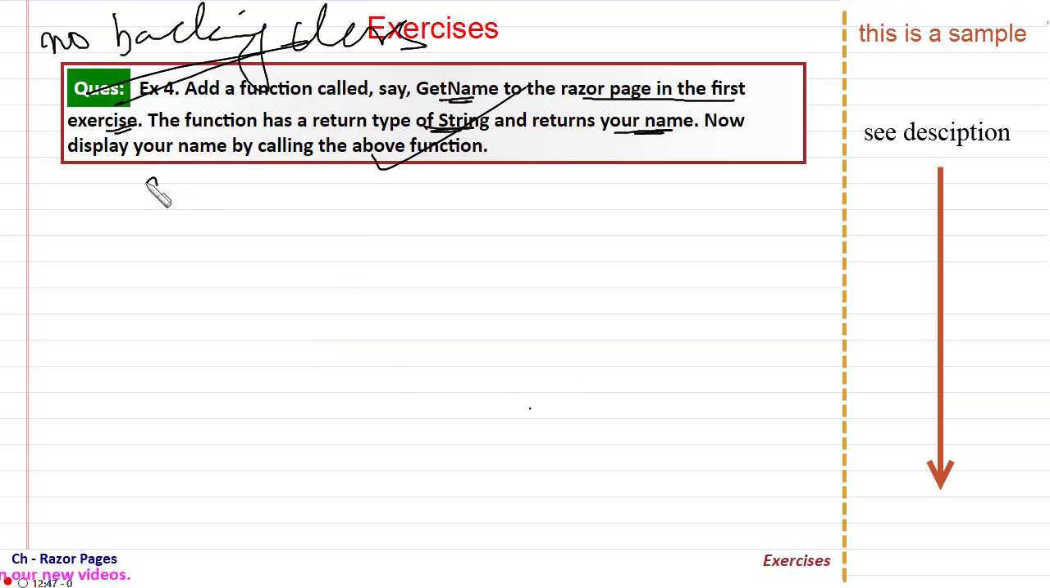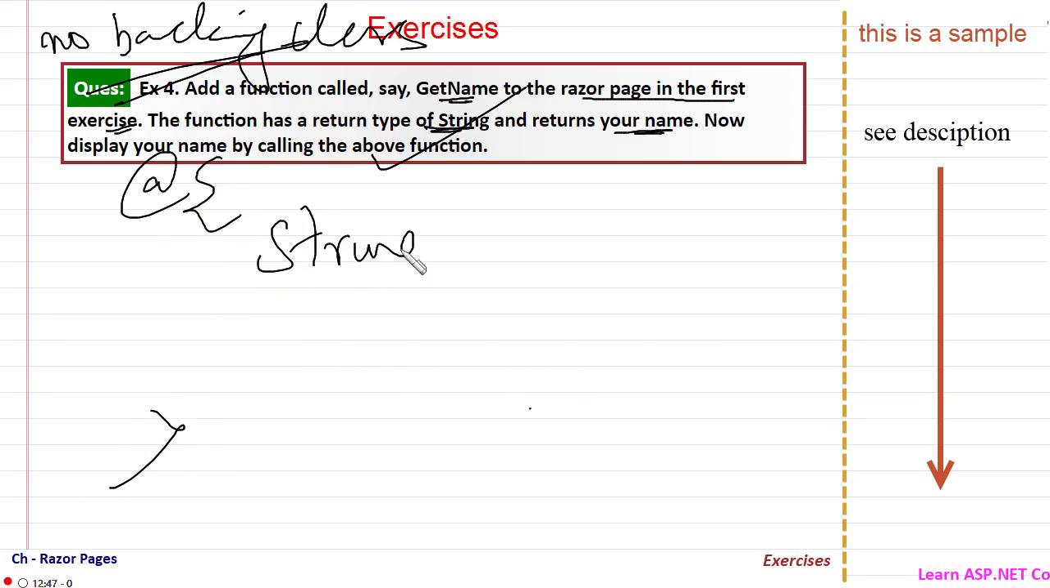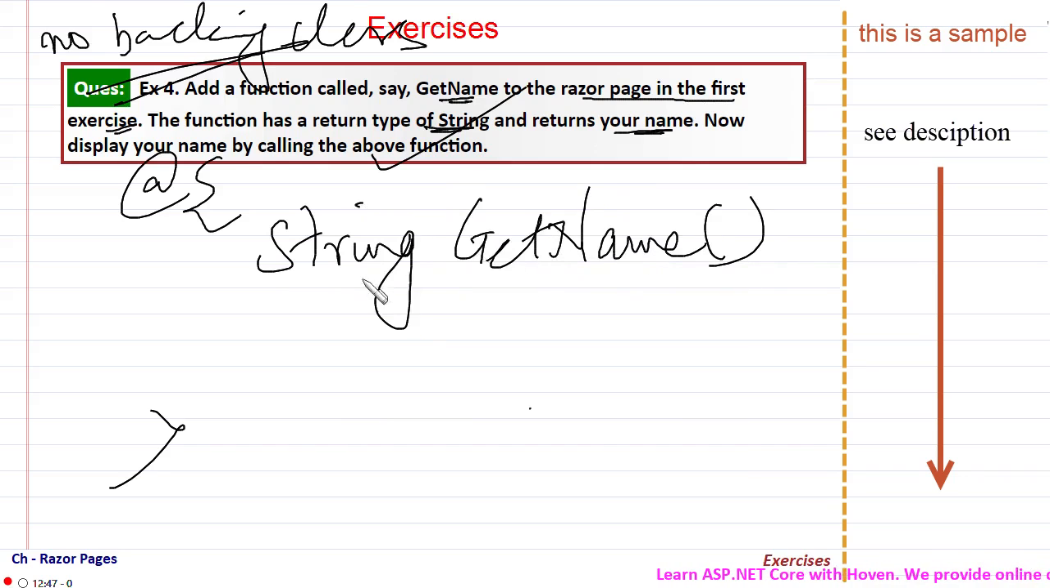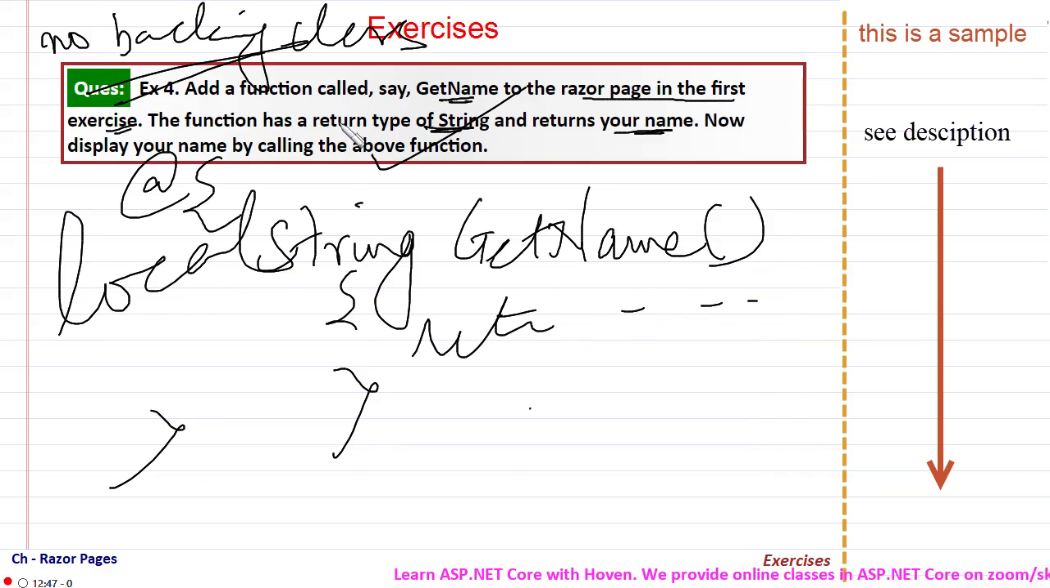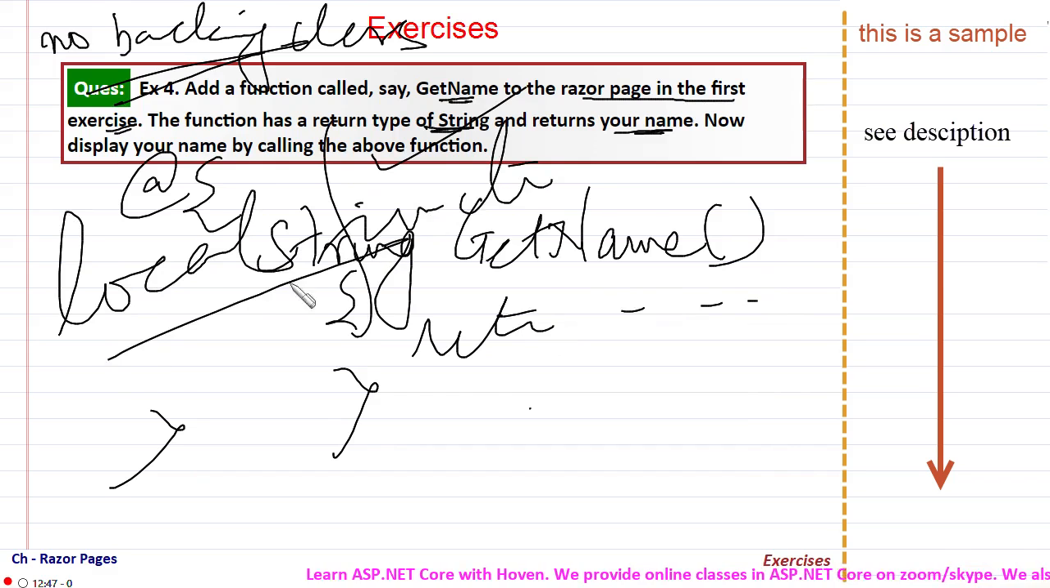Now how do we add a function? One method is that you create a code block and inside it you write your function as we write in any class: string GetName, and return your name, anything, and that will be a function, but this will be called a local function. This is called a local function. So this is one concept.